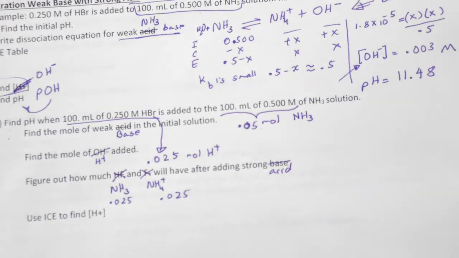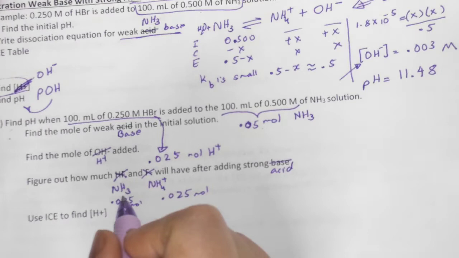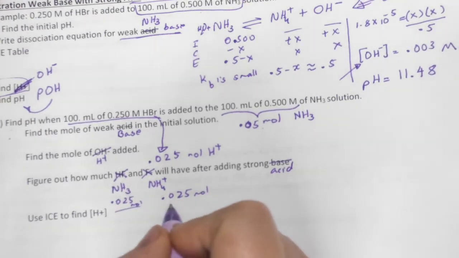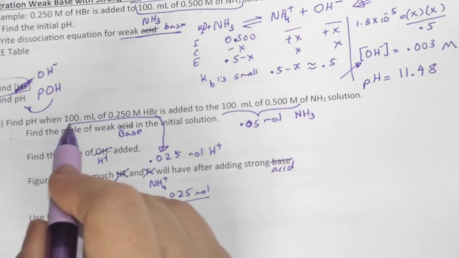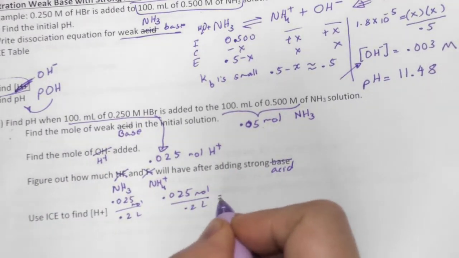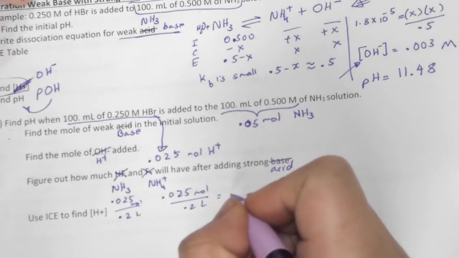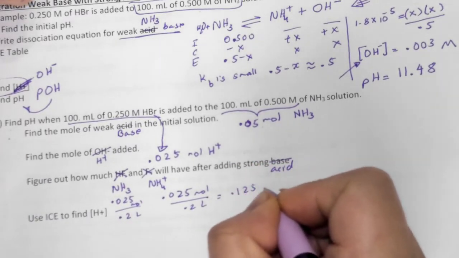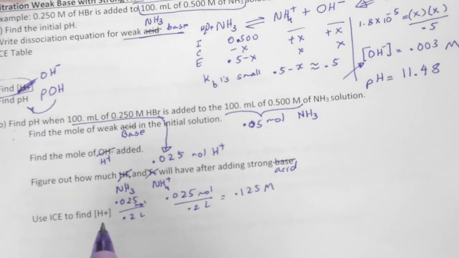Something magical is happening right now. This is a mole, this is a mole. Your amount is the same, okay? I'm going to divide it by liters, 0.2. Why? 100 plus 100, that's 200 milliliters, 0.2 liter. That means each one is 0.125 molarity. You can use the ICE to find a pH.